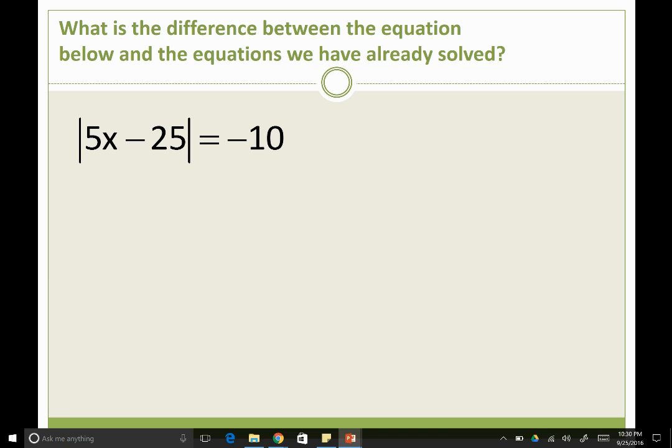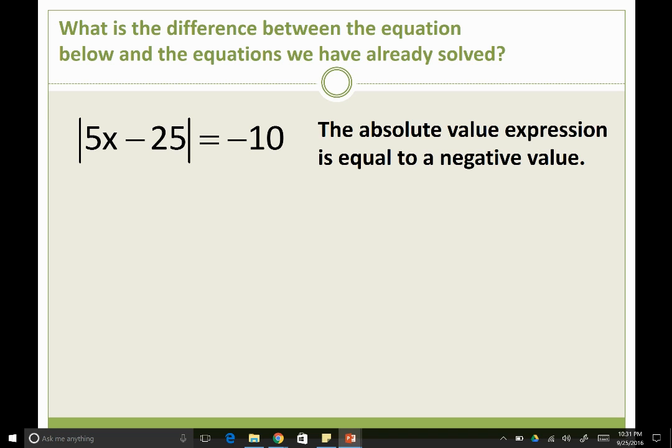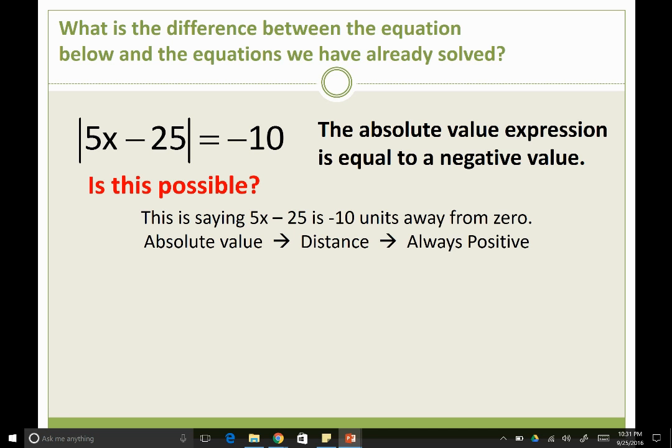What happens though if our absolute value bars are equal to a negative? Now remember what we said, absolute value is always positive. So again, what is this saying here? That the absolute value of 5x minus 25 is negative 10 units away from 0. Well, let's think about that. Can we be a negative distance away from anything? Well, absolute value is a distance, and we said distance is always positive, so no, it can't be.